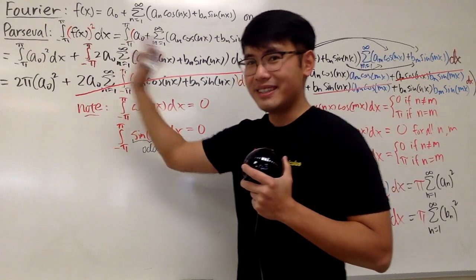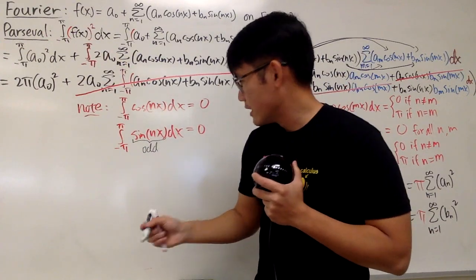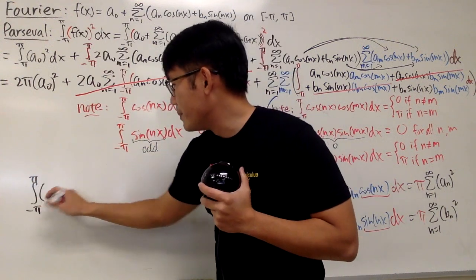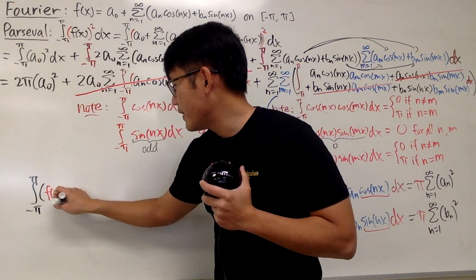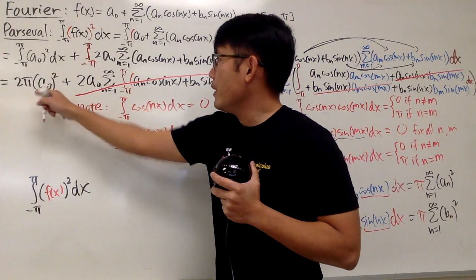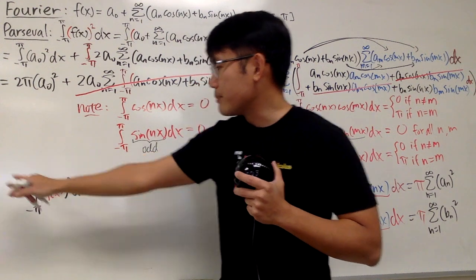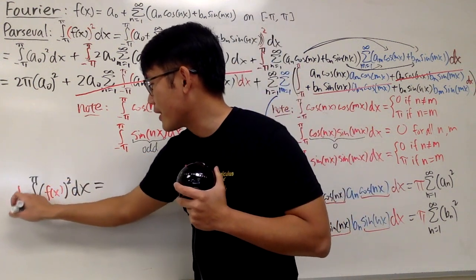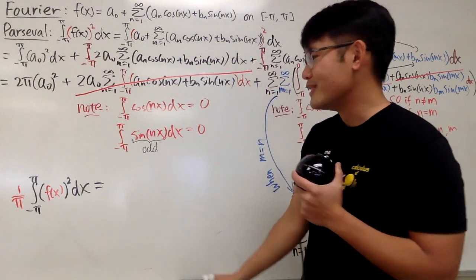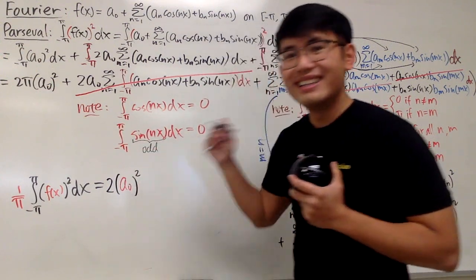So let me write down the statement for you guys. Let me put this down. Integral from negative pi to pi. Again, we will be putting the f of x in the parentheses and square that, dx. Well, this is equal to this part, but I want to put the pi by dividing by pi on both sides. So I will have the 1 over pi right here. That's just a tradition. People do that. I didn't do it. Other people did, just follow. So I will just put down 2 times a0 squared like this.